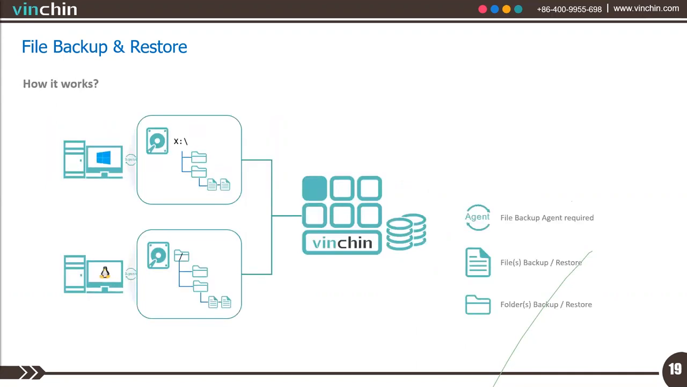Next, let's see how file backup and restore works. For both Windows and Linux operating systems, a lightweight file backup agent needs to be installed, and the agent needs to be always running on the target operating system. Vinchin Backup and Recovery server will communicate with the operating system through the file backup agent to backup and restore files. Not only individual files, but also folders and the subfolders and files inside the folders are all supported for backup and restore.